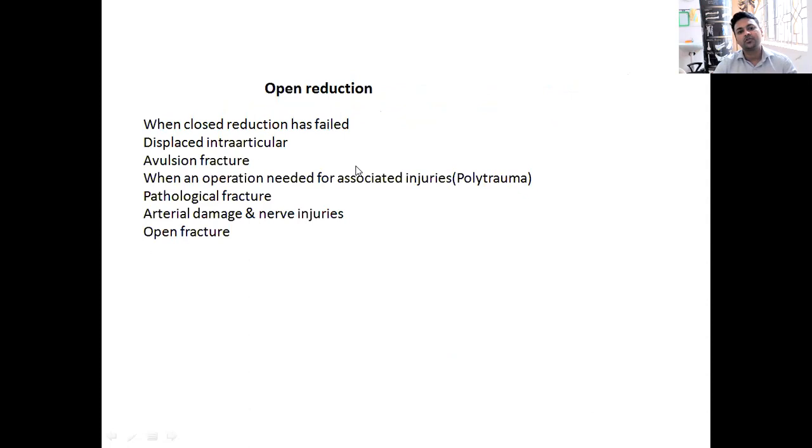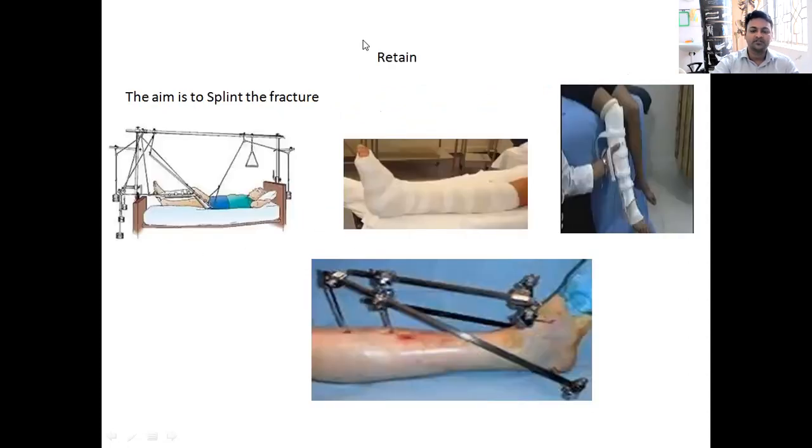The indications for open reduction are when closed reduction has failed, a displaced intra-articular fracture, an avulsion fracture, when an operation is needed for associated injury or polytrauma, pathological fractures, arterial damage and nerve injuries, and open fractures. Retain: the aim is to splint the fracture in an immobilized position.